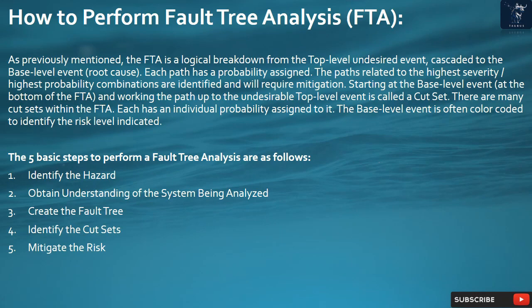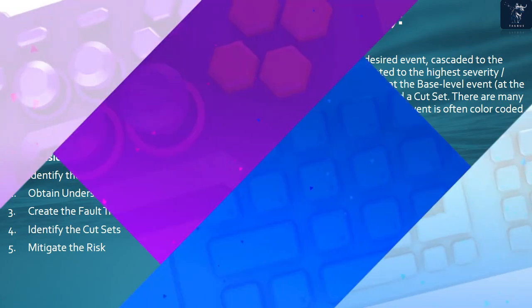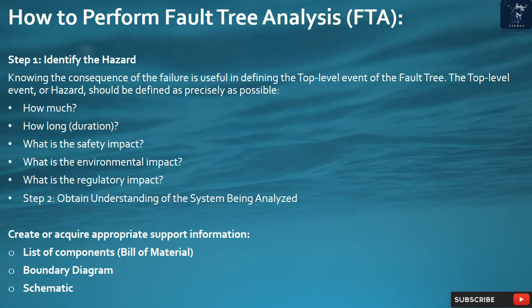Identify the hazard. Obtain understanding of the system being analyzed. Create the fault tree. Identify the cut sets. Mitigate the risk. Step 1. Identify the hazard. Knowing the consequence of the failure is useful in defining the top-level event of the fault tree. The top-level event, or hazard, should be defined as precisely as possible.